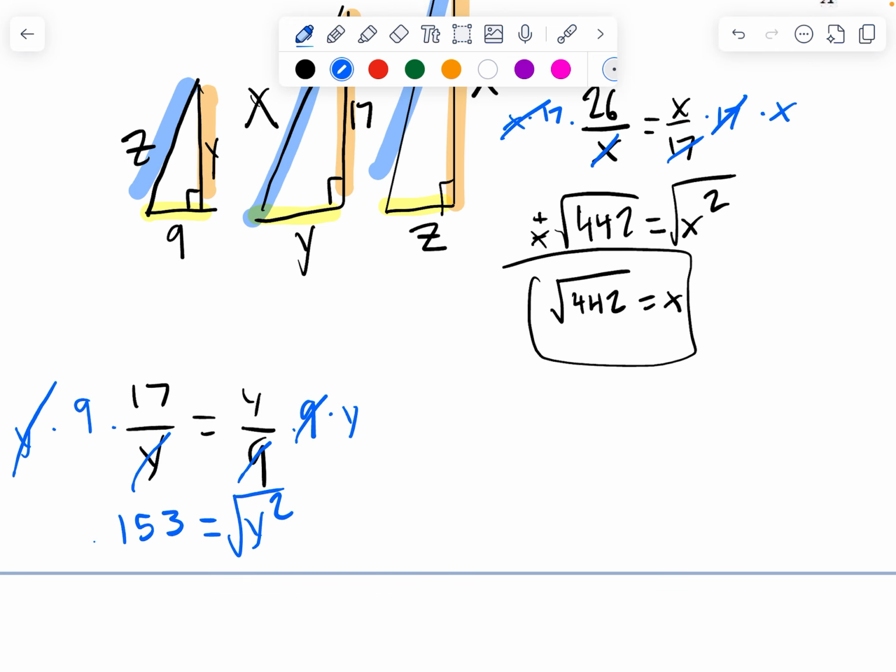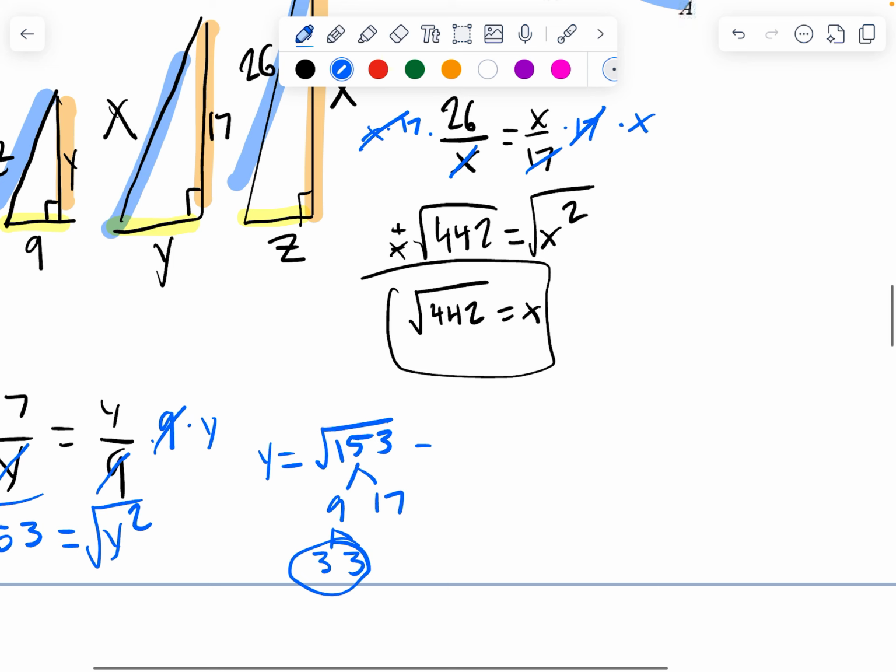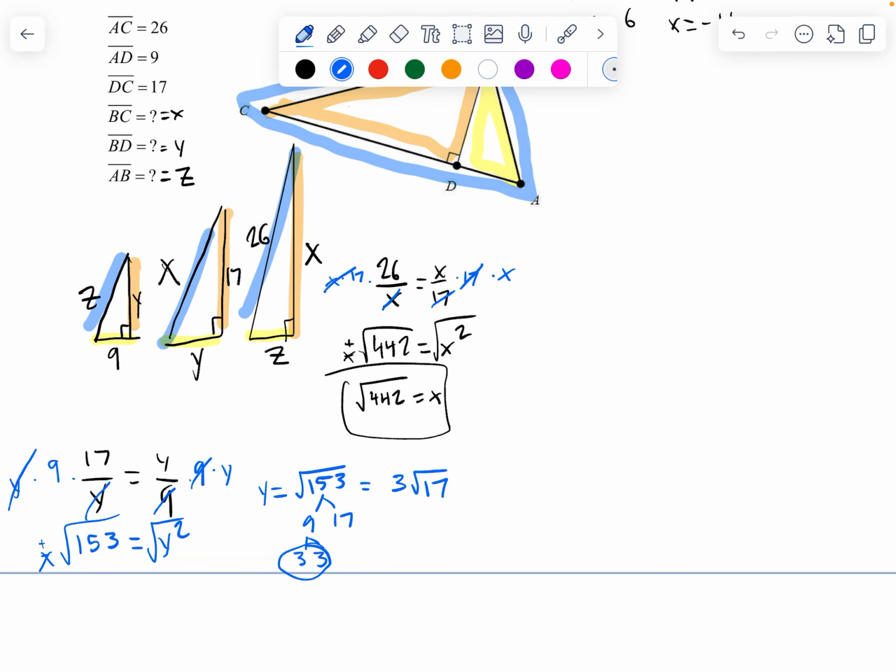All right, square root, plus minus. Technically, you're not going to use the minus. Y is its own length. Negative answers won't be working here. So Y equals the square root of 153. Now remember, this was 9 and 17. 9 is 3 and 3, which means this does simplify. You have 3 square roots of 17 as an answer. So I'll rewrite that next to my X. Done. Now we have one more left, and that is going to be Z.